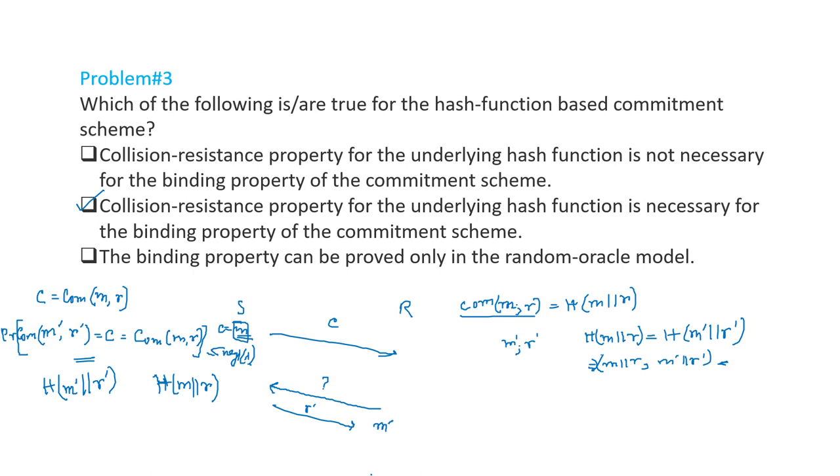It is the case of the hiding property where collision resistance of the hash function is not sufficient. Rather, you need a stronger assumption where you assume that the hash function behaves as a random oracle, and then only you can satisfy the hiding property of the commitment scheme. So that is a different case, but for the binding property, the collision resistance property of the hash function suffices. So this statement is wrong actually.